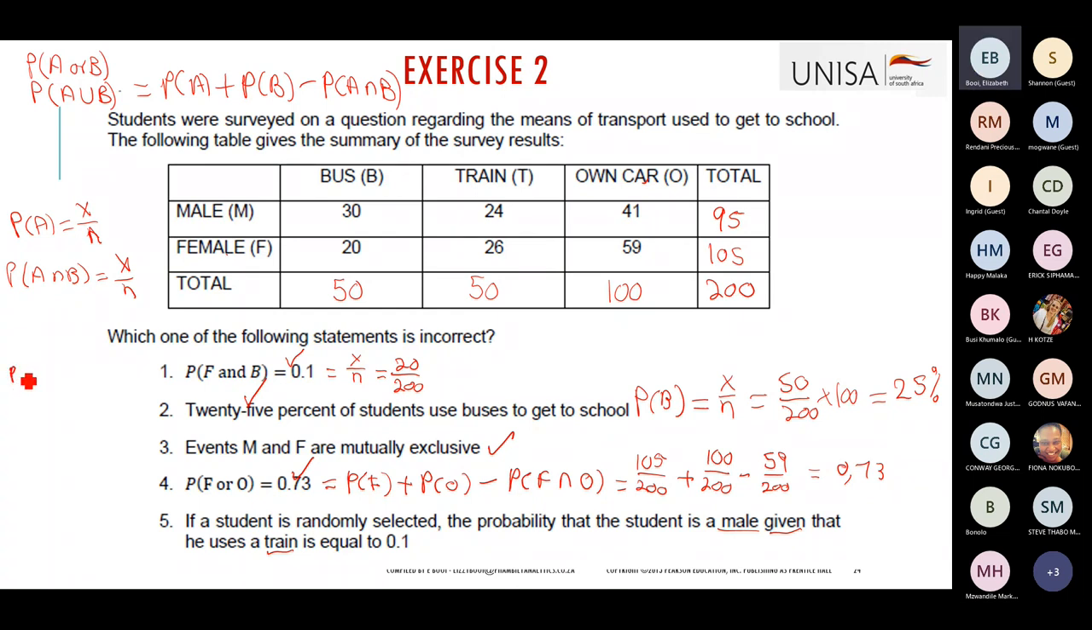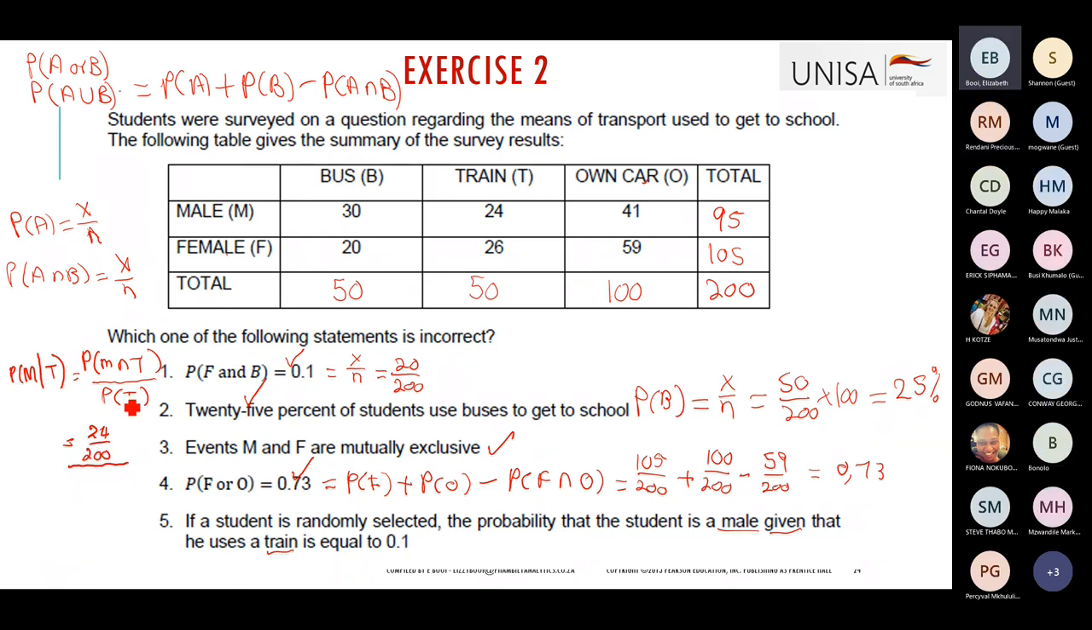Right, I'm gonna use this space here. So we need to find the probability of a male given that they are using a train. A train is T, given that T. Therefore, we need to calculate the probability of male and train divided by the probability of train. Probability of male and train, which is the joint, is 24 divided by 200, divided by the probability of train, which is 50 divided by 200.